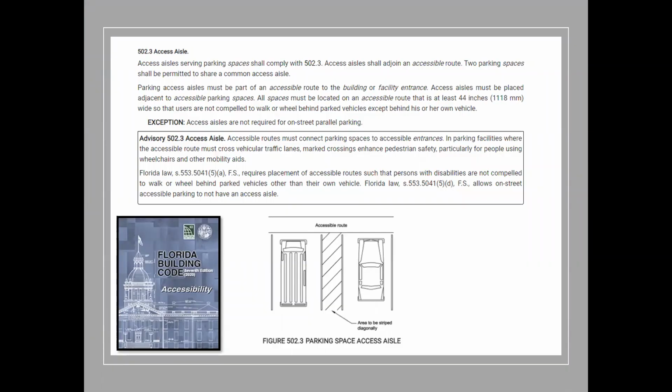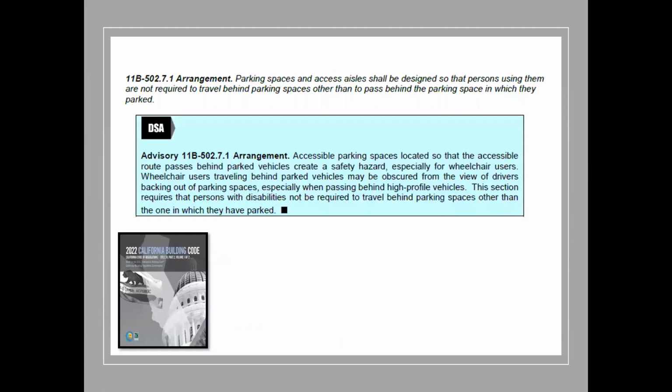Section 502.3 of the 2020 Florida Building Code Accessibility Provisions amends the verbiage. It states, so that users are not compelled to walk or wheel behind parked vehicles except behind his or her own vehicle. So here they prohibit it. The 2022 California Building Code, Chapter 11B, agrees with the Florida Code. It states, spaces and access aisles shall be designed so that persons using them are not required to travel behind parking spaces other than to pass behind the parking space in which they themselves are parked.